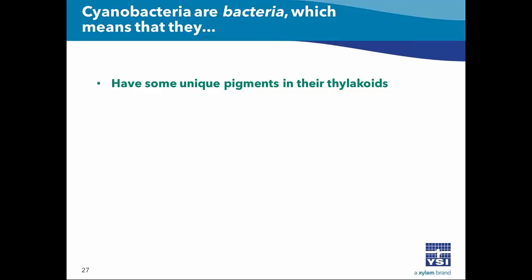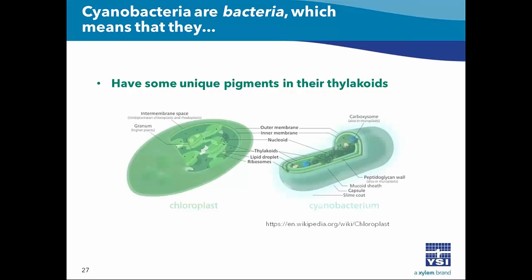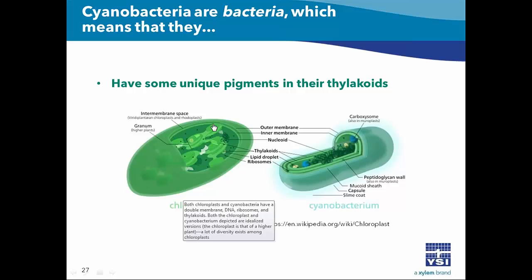The other reason it's important to realize these are bacteria is they have some unique pigments in what are called their thylakoids. So stay with me here while I try to explain a little bit what I mean by that. This is a Wikipedia image that some of you have probably seen before, and you have some awareness of chloroplasts in photosynthetic organisms. For those of us who like evolutionary biology, a cyanobacterium is a single-celled organism that practically is a chloroplast. And in both chloroplasts and cyanobacteria, you have these folded membrane structures that are called thylakoids. That's where photosynthesis takes place.